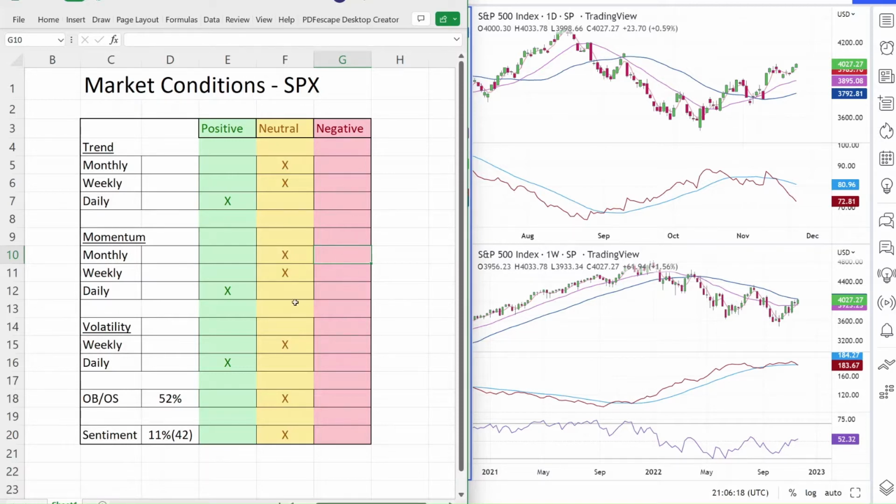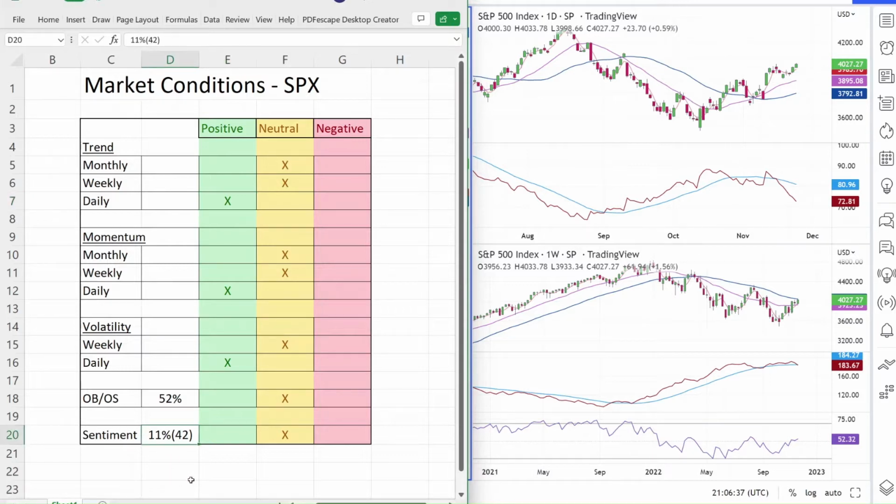But a few key things took place. Number one, the momentum on the daily is now confirming price. I'll go into that in detail in a second. And then also the volatility on the weekly is now neutral. So very, very important. Now, before I get into the charts, I do want to mention the sentiment.